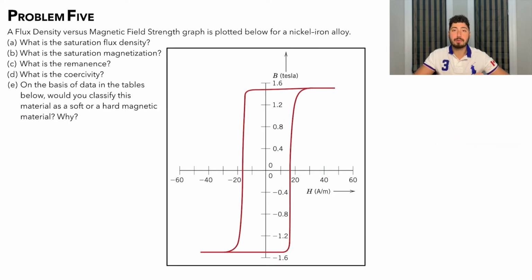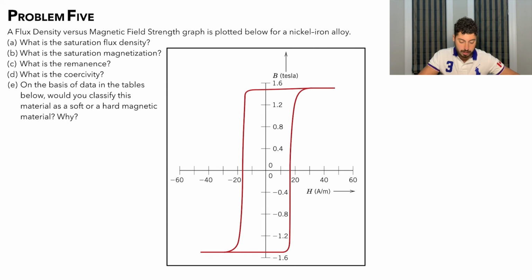Let's move on to problem number 5, which is our final problem in magnetic properties of materials. The flux density versus magnetic field strength graph is plotted below for a nickel iron alloy. A, what is the saturation flux density? B, what is the saturation magnetization? C, what is the remanence? D, what is the coercivity? And E, on the basis of the data in the tables below, would you classify this material as a soft or hard magnetic material? Why? We'll save part E for later as I switch the slides. But for now, let's start with A.